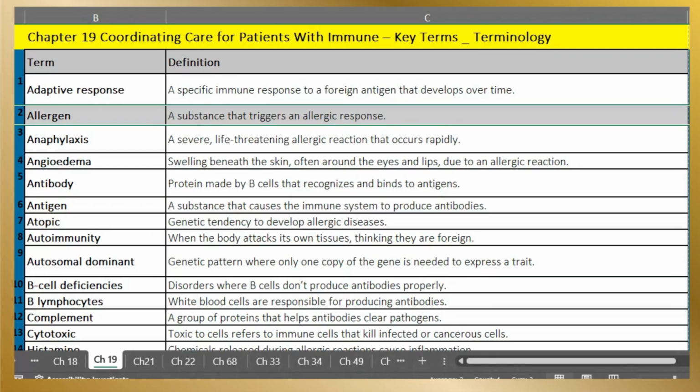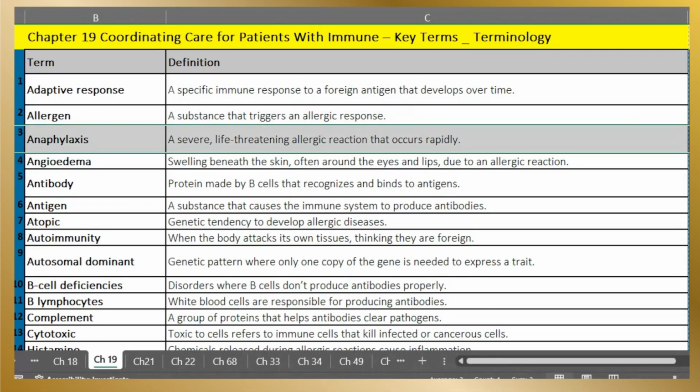Then we have a word that is very challenging for me to say: anaphylaxis. It's a severe, life-threatening allergic reaction that occurs rapidly. Think of it as an emergency, immediate action needed, epinephrine.